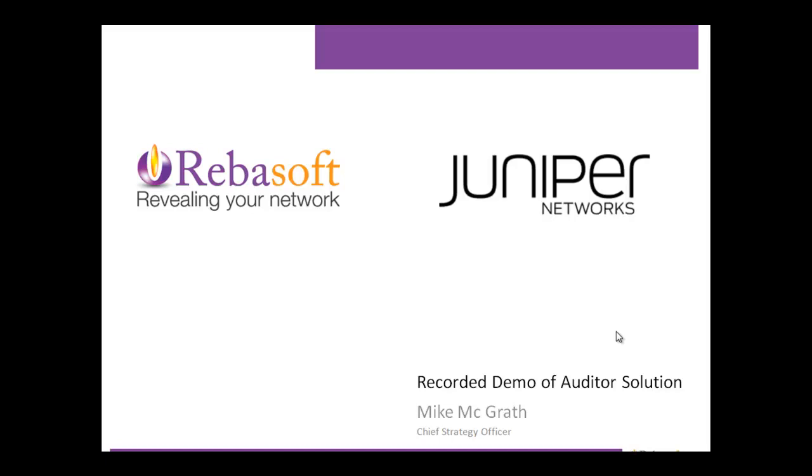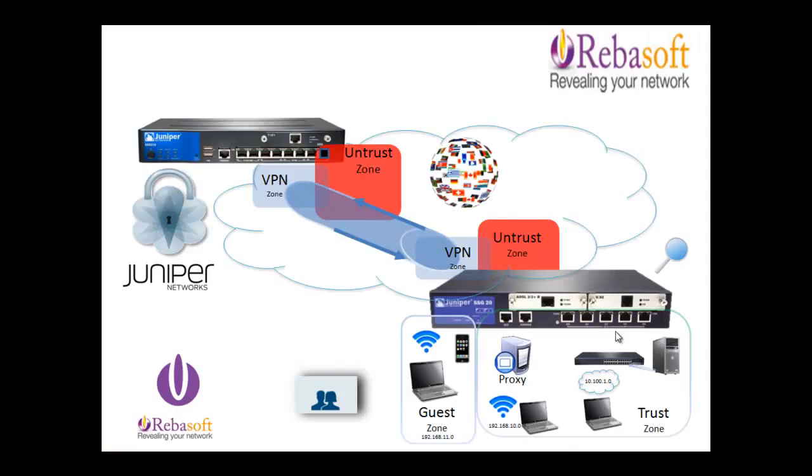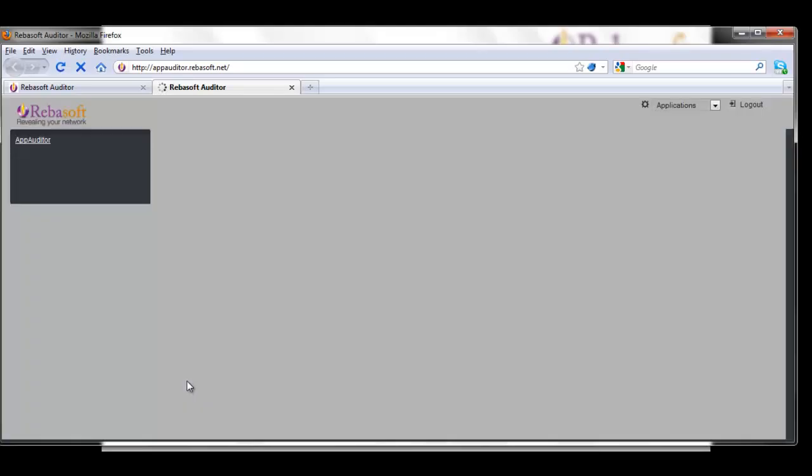In this very short video, what I want to speak to you about is our relationship with Juniper, what we're doing with AppTrack, and how we can apply AppTrack data and knowledge into AppAuditor. Here's a simple diagram of a network that we have with SSGs and SRXs. We're going to give you some insight into the capability of AppAuditor to receive, store and present AppTrack related data. We'll go straight into the tool.